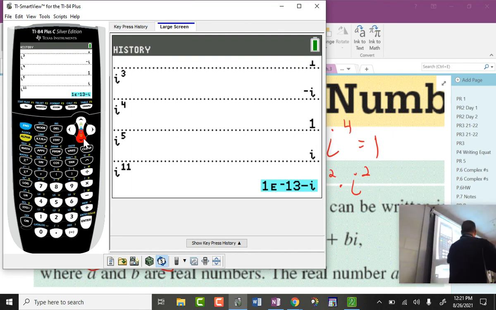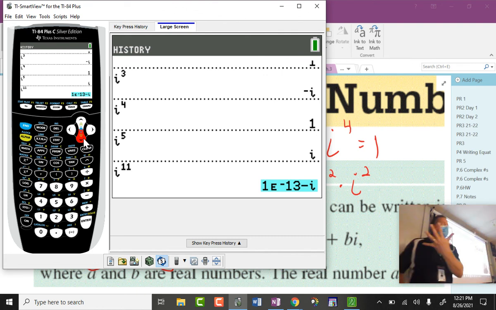Well, look what I did with i to the 11th. What does that mean? After a while, the calculator can't do it anymore. There's a little mathematical error going on. But really, you should analyze this answer. What is 1e negative 13? What does that mean, scientists? I'm going to annoy you. Here's what 1e negative 13 is. It's 0.00000. I've done 5 zeros so far.